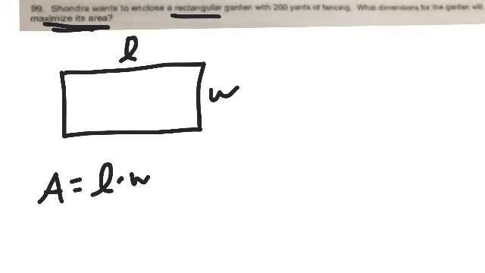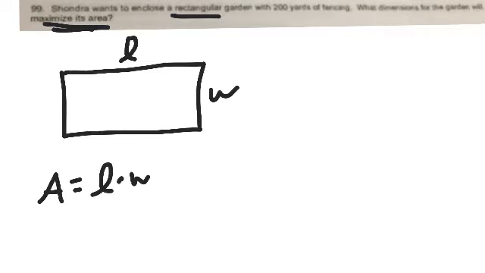Now, that's good and all, but this does not form a parabola because I have three unknowns. I don't know the area, I don't know the length, and I don't know the width. So for a parabola, we need two unknowns, and we need one of them to be a squared variable. And I have neither one of those things right now. So I'm going to go back to the problem and read and see if I can find anything else.